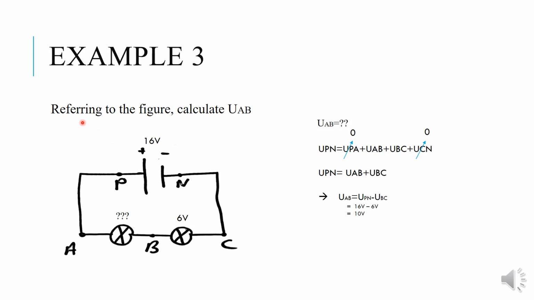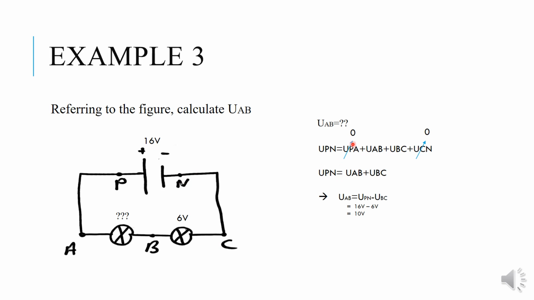Example 3. Referring to the figure, calculate UAB. Now I have to calculate the voltage across the first lamp. The voltage of the battery is given. The voltage of the second lamp is also given: 16 volts, 6 volts. We apply the law of addition of voltages. UPN equals UPA. Again, we follow the points: UPA plus UAB plus UBC plus UCN.